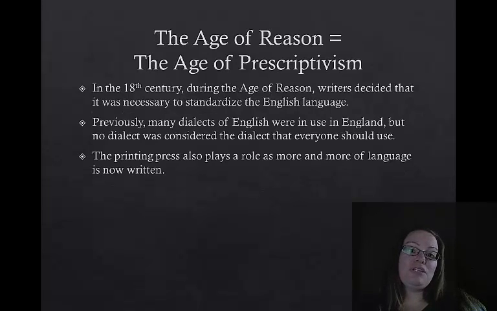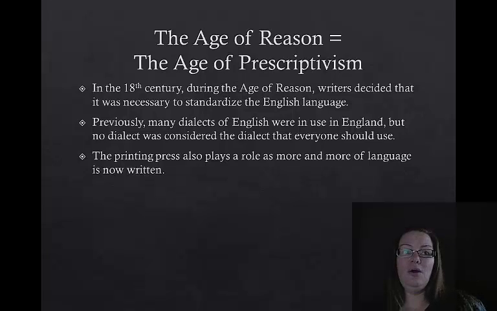Okay, something that's important for you to know as we talk about prescriptivism has to do with the other things that were going on in the world at that time. So during the 18th century, the Age of Reason, writers decided that we needed to standardize the English language. So here in England, there are people who speak many different forms of English, and now that we have the printing press and we're starting to write things down, there needs to be some way to standardize all of those forms so that if you're from the very southern part of England or the very northern part of England, you can read the same thing and know what that means, instead of having each group of people write it down in the way they are speaking it.